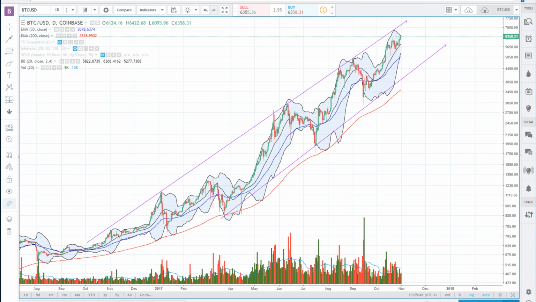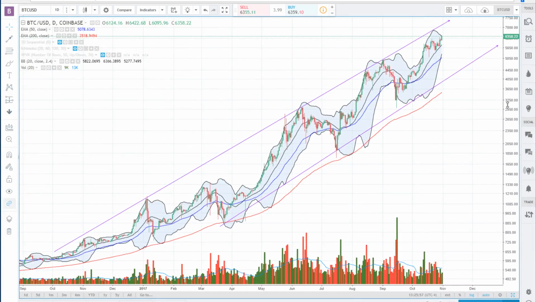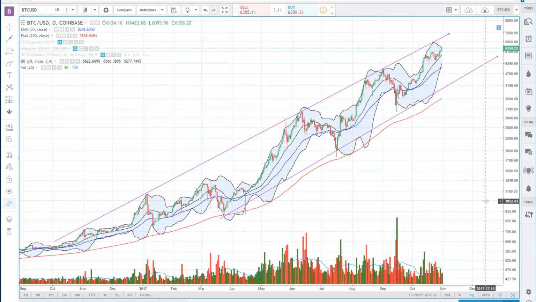Yeah, okay, the macro channel. Better just to calculate solid entry points and get a big chunk. Okay, so the question is, what is my take on the fact that we haven't touched this upper trend line?